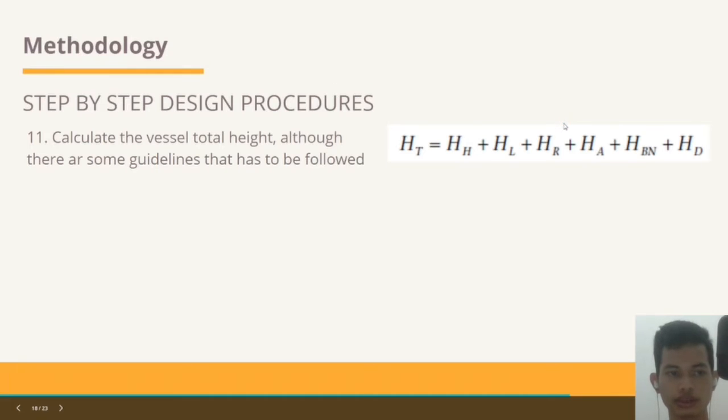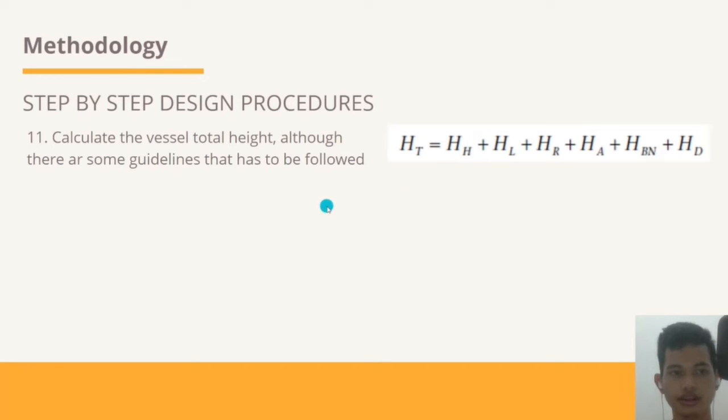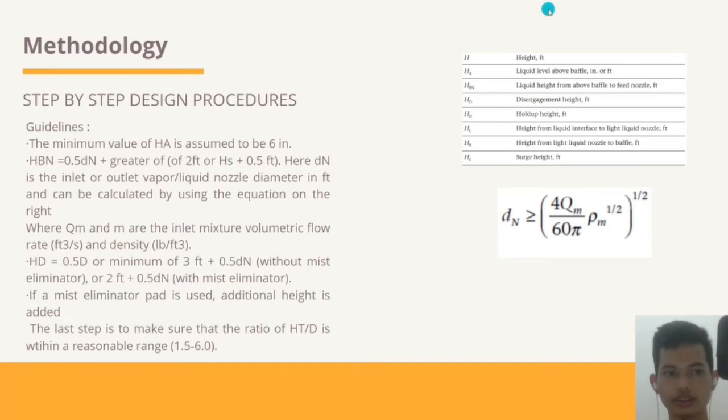And then last but not least, step number 11 is to calculate the vessel total height, although there are some guidelines that have to be followed. For all these types, H is listed over here, and for the guidelines, the minimum value of HA is assumed to be 6 inch, and HBN is equal to 0.5 dN plus greater of 2 feet or HS plus 0.5 feet. Here dN is the inlet or outlet vapor/liquid nozzle diameter in feet and can be calculated by using the equation on the right, where QM and ρM are the inlet mixture volumetric flow rate and density. HD is equal to 0.5 D or minimum of 3 feet plus 0.5 dN without mist eliminator, or 2 feet plus 0.5 dN with mist eliminator.